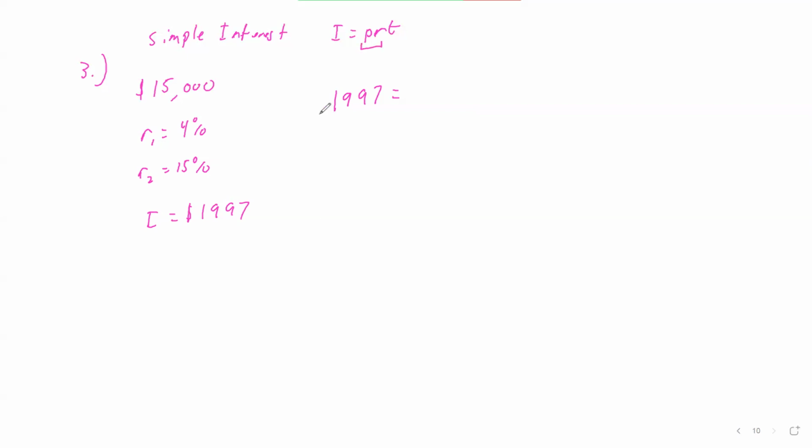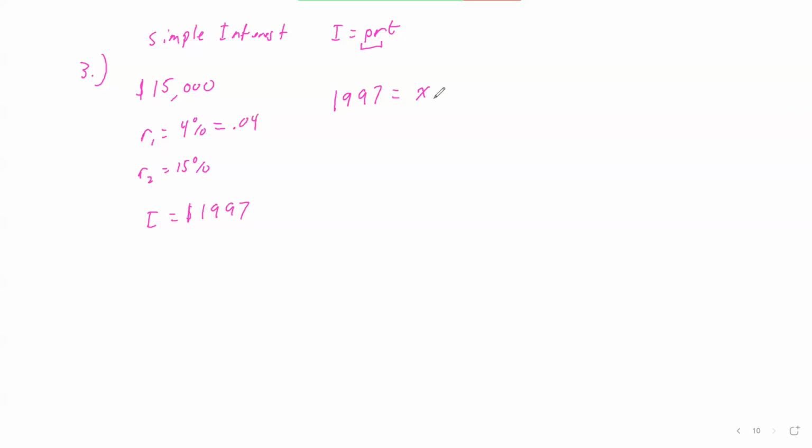So do I know how much of the 15,000 that I put into the stock that had 4%? If I don't know it, what do I want to call it? The X sounds good. P, X, whatever you want to call it. It says X. That's the principal that I put in there at a rate of 4%. So what's that as a decimal?